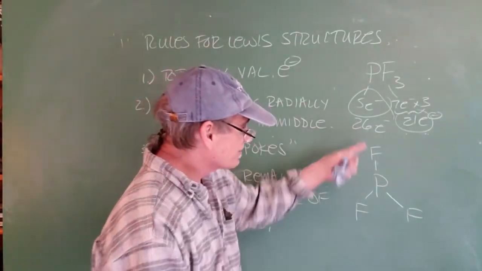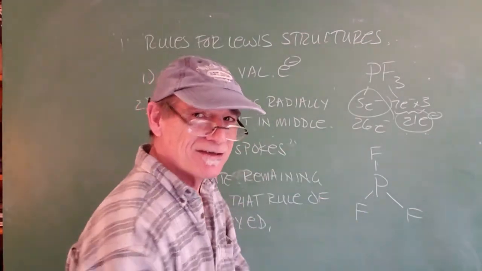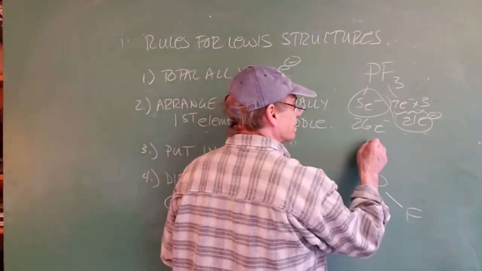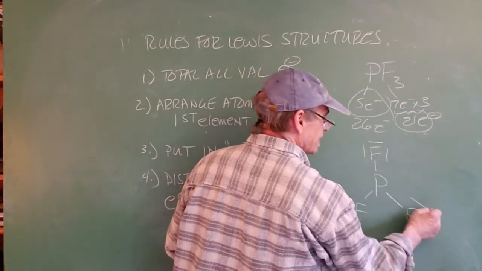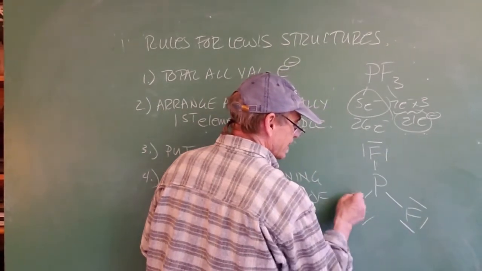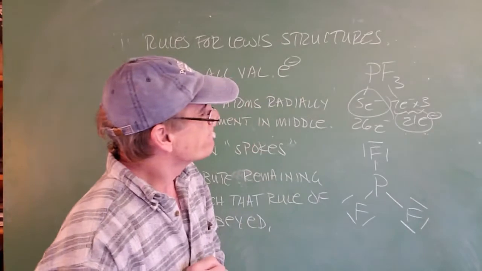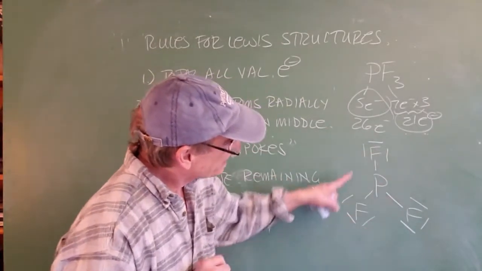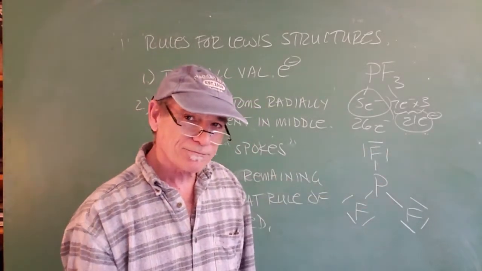Well, I've got 26 electrons. I've only played 6. Let's go ahead and pay everybody off. I'll put 2, 4, 6, 8, 10, 12, 14, 16, 18. Ooh. Well, now, if I count up all the electrons I played there, I've played 24.